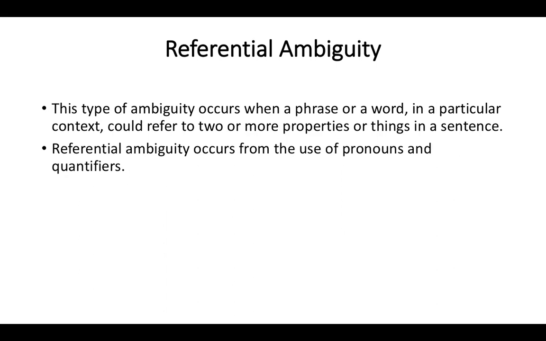Referential ambiguity. This type of ambiguity occurs when a phrase or a word in a particular context could refer to two or more properties or things in a sentence. Referential ambiguity occurs from the use of pronouns and quantifiers. So referential, that is something that has to do with reference, ambiguity in referring to something. When a pronoun is vague, then it is referential ambiguity.